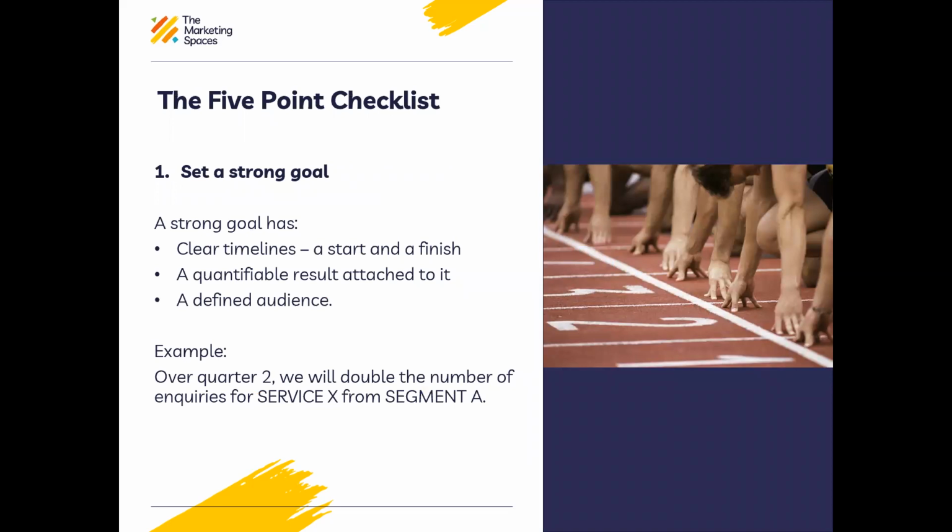Point 1, set a strong goal. So a strong goal has clear timelines, a start and a finish, a quantifiable result attached to it, and a defined audience. The start and finish is really important. It might be that you say this is going to be a rolling campaign. Fine. I would still say put a bit of a date on it, actually, because otherwise you could just say, oh, 1 more week and it will be a success, 1 more month and it will be a success.